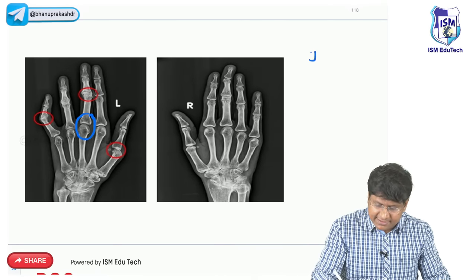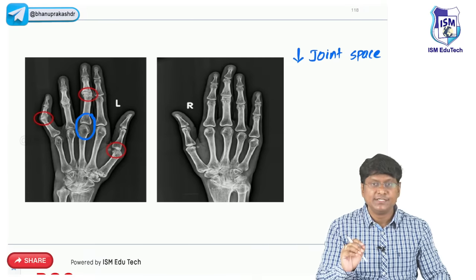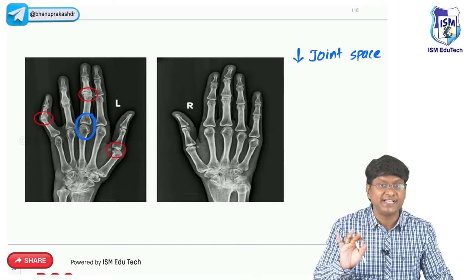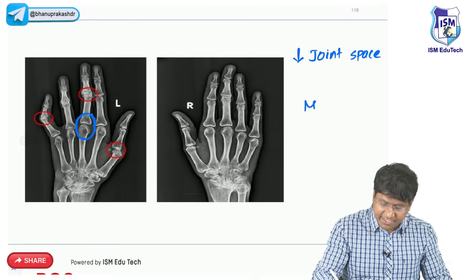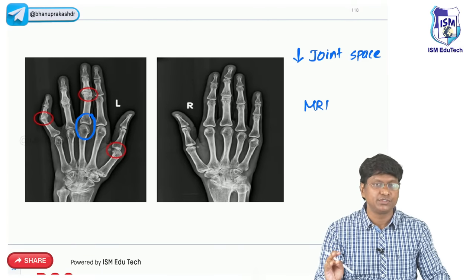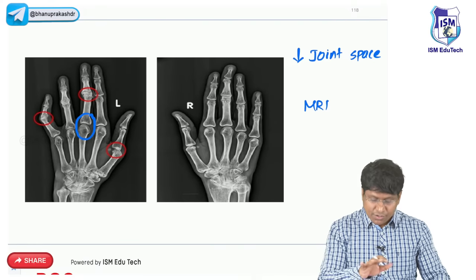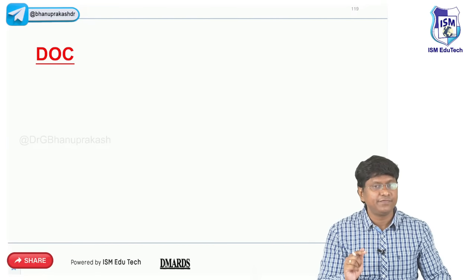And not only that, there will also be a decrease in the joint space. So there will be joint space loss. And the next important investigation is the MRI. The MRI will show you the presence of synovitis, joint effusion or marrow edema. So this is about the investigations in case of rheumatoid arthritis.